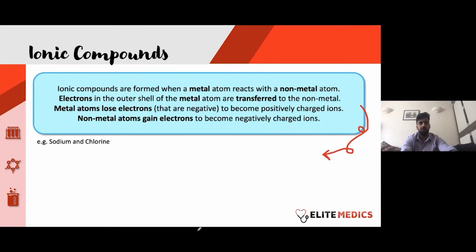So ionic compounds, remember, are essentially compounds formed when a metal reacts with a non-metal, and in that, the bond that is formed is an ionic bond. This is the transfer of electrons from the metal to the non-metal.